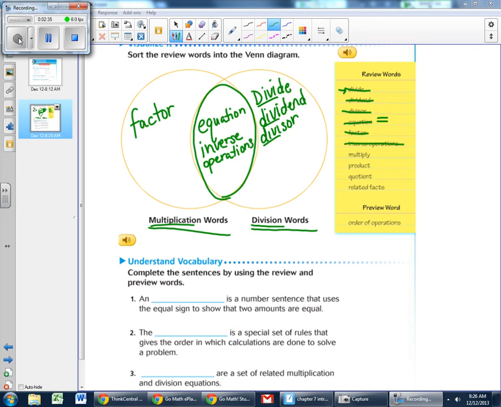Multiply. I know it's going to be a multiplication word. Product. Product is the answer to a multiplication problem. Quotient is the answer in a division problem. And related facts are your fact families.